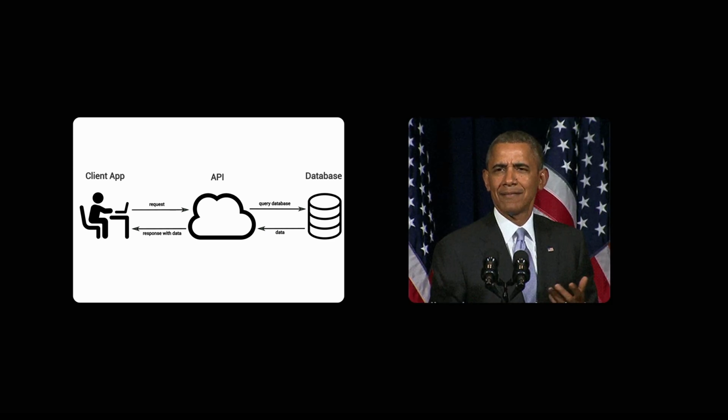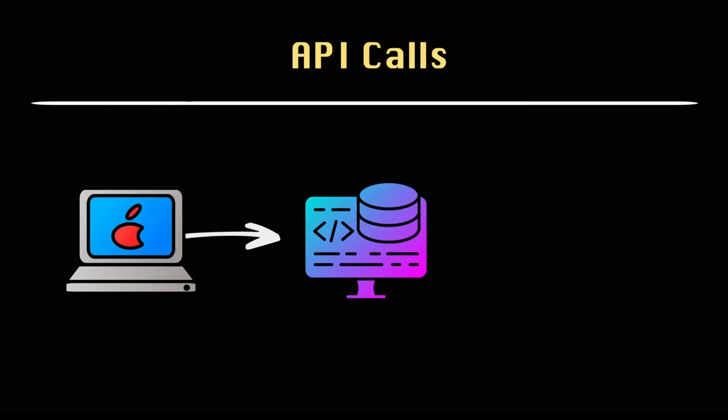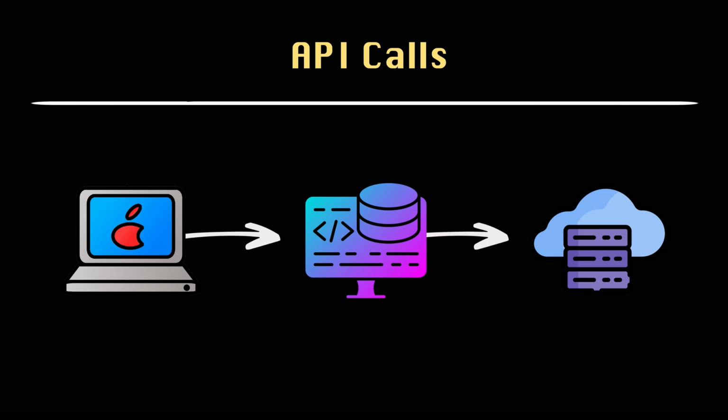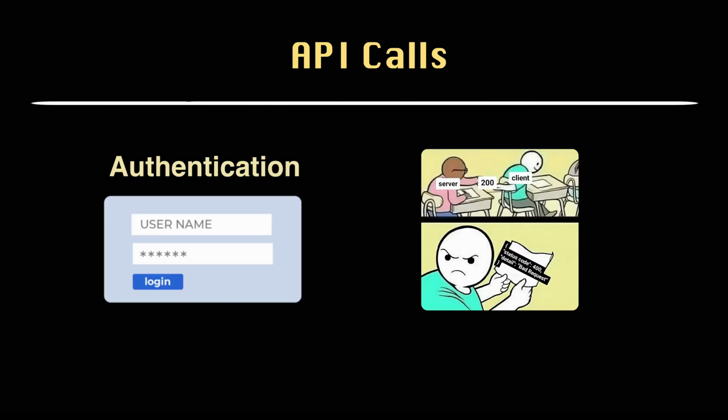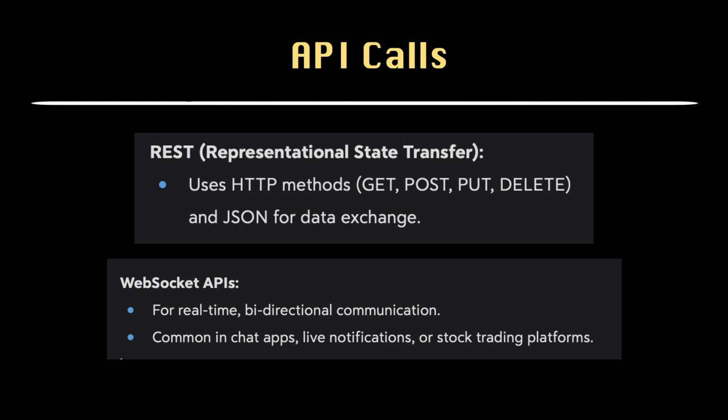Final step would be handling API calls. API call? What the fuck even is that? With API calls, you can interact with backend and receive or send data to the server. This is used for authentication and fetching data. Here are two types of necessary API communication protocols.